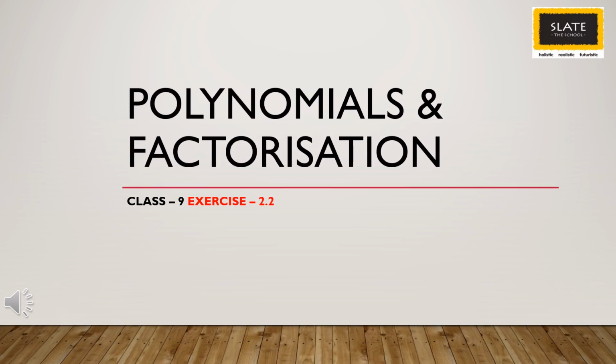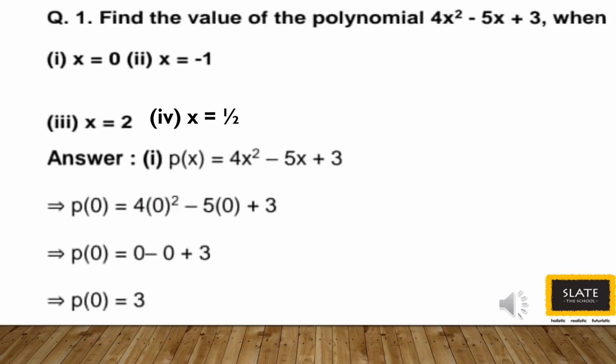In this video on polynomials and factorization, we will see the solutions of exercise 2.2. First question, find the value of the polynomial 4x square minus 5x plus 3 when x is equal to 0, x is equal to minus 1, x is equal to 2 and x is equal to half. Now let's see the first part.